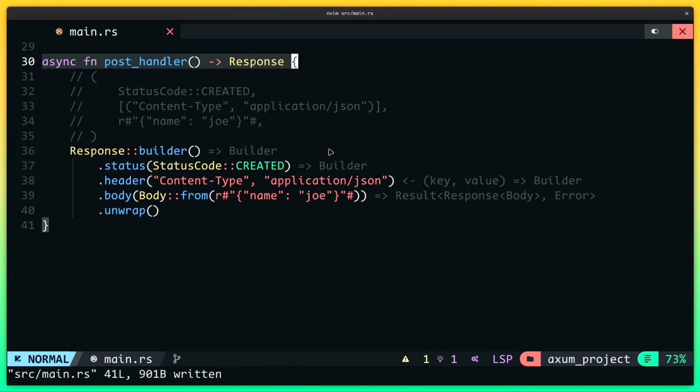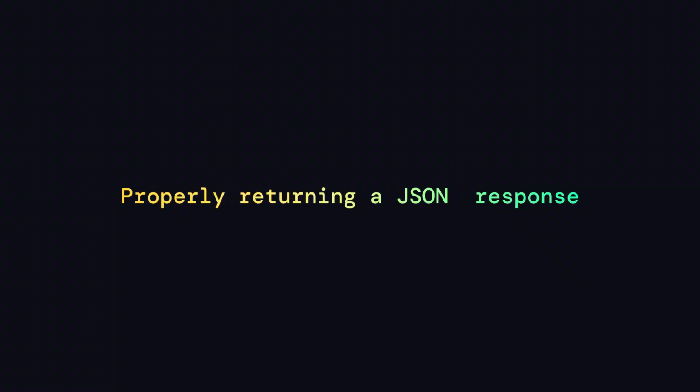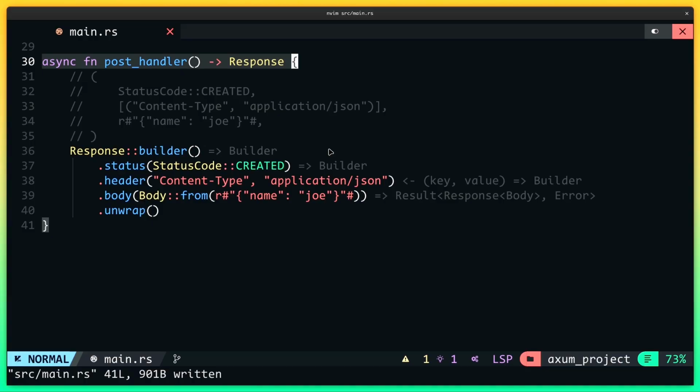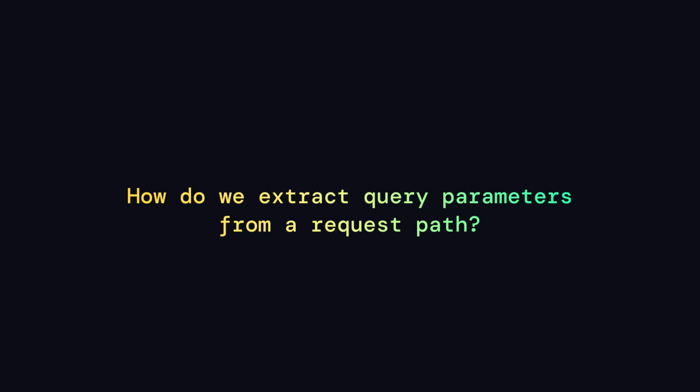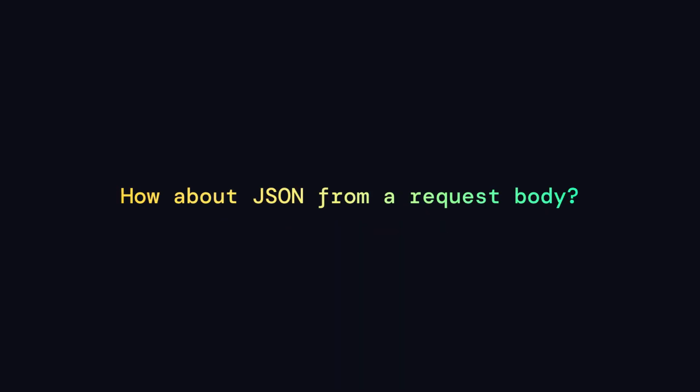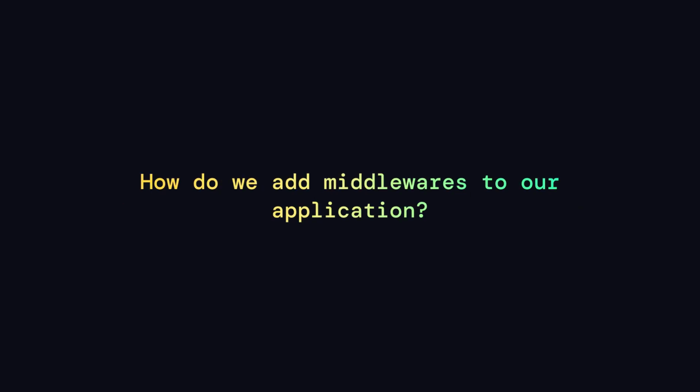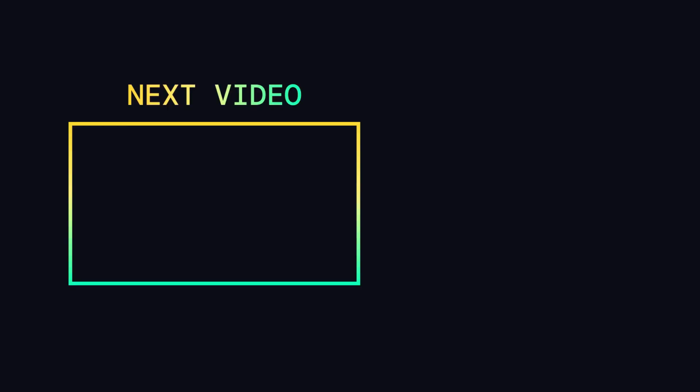There is still a lot more to Axum, like properly returning JSON and many more. There are still a lot of questions left to be answered, such as, how do we extract query parameters from a request path? How about JSON from a request body? How do we add middlewares to our application? These questions are answered in the next video, where we will dive deeper into HTTP requests and responses in Axum.